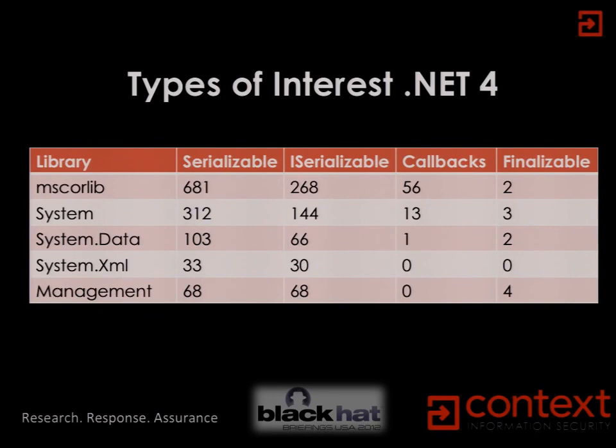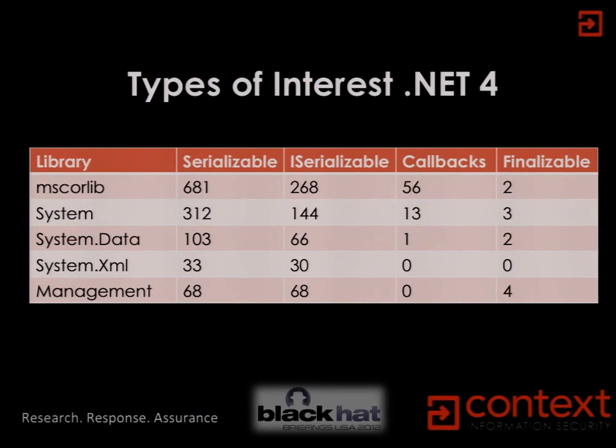For example, MSCorLib, which is the basic library that you have to have in every .NET application, has about 681 serializable classes. Considering there's only about 1,800 classes in the entire library, that's a fair proportion. Over a third of the classes are serializable. Of those serializable classes, 268 have custom serialization mechanisms, which might mean you could do something bad if you can find something bad in there.